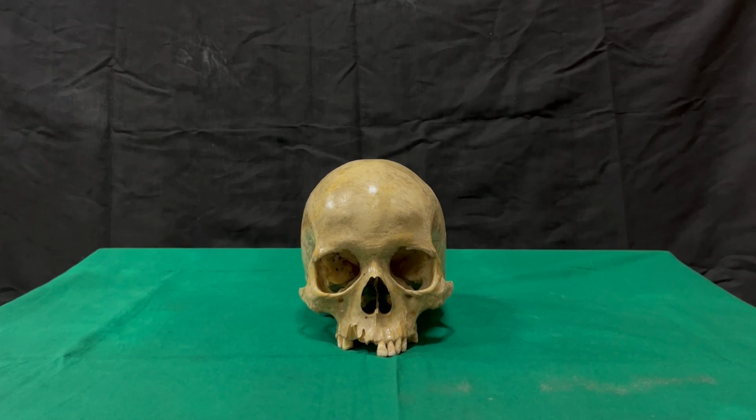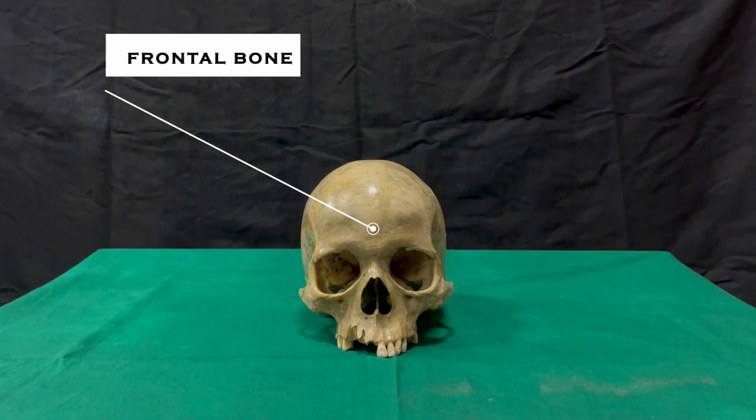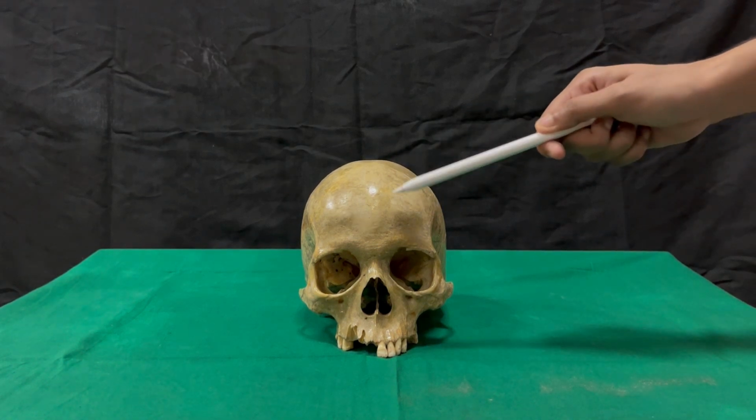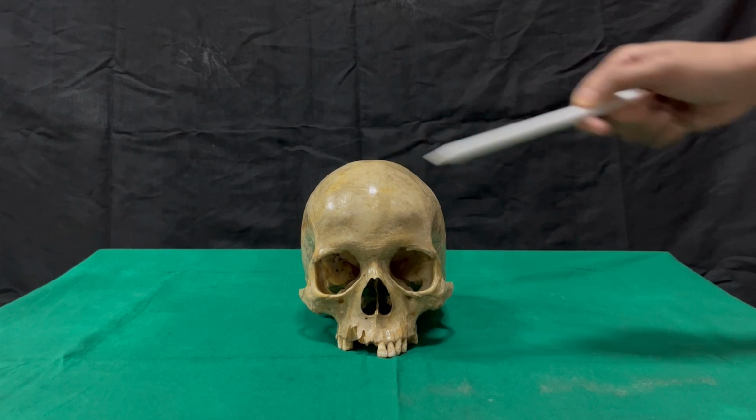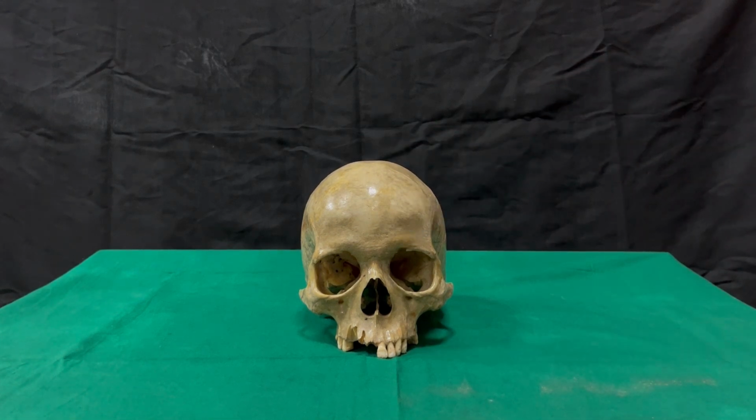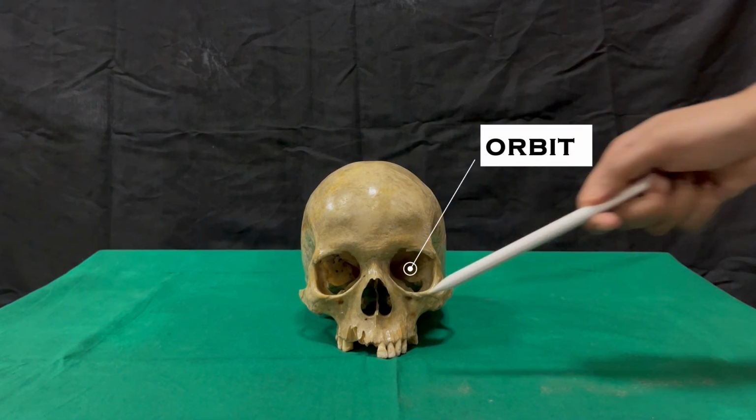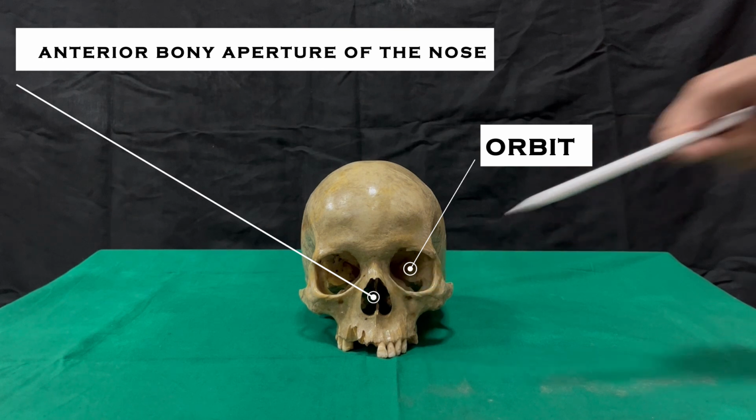The bony arrangement of the face comprises of, more superiorly, the frontal bone forming the forehead. Its upper part is smooth and convex, but the lower part is irregular and is interrupted by the orbits and by the anterior bony aperture of the nose.